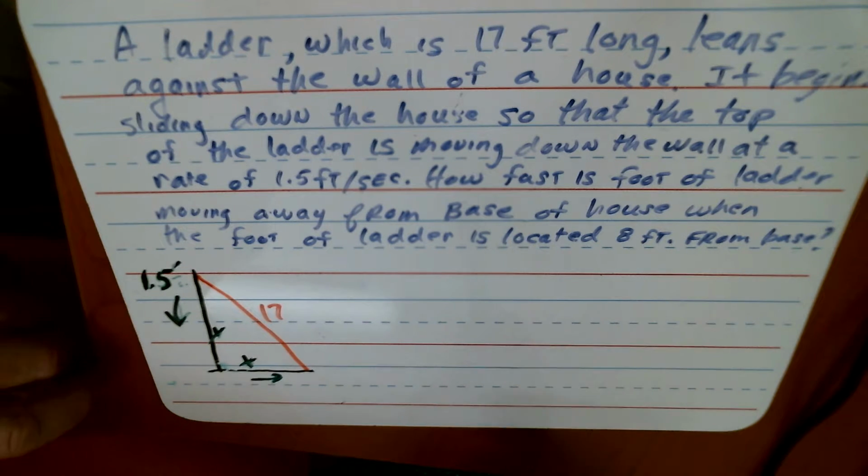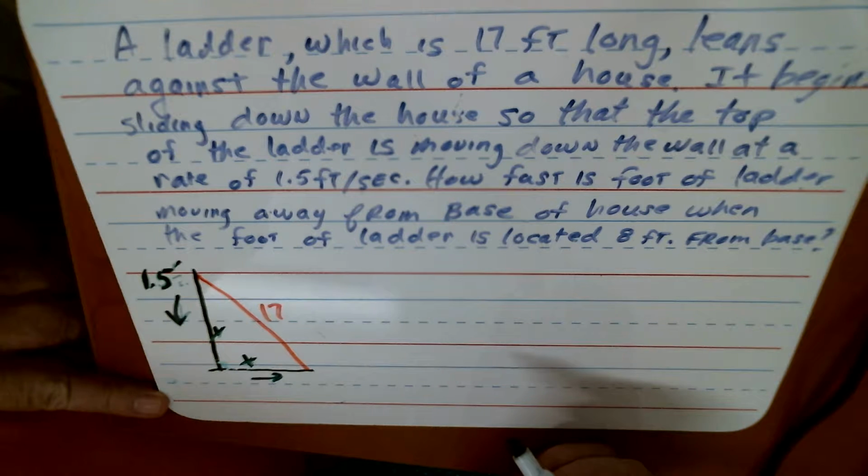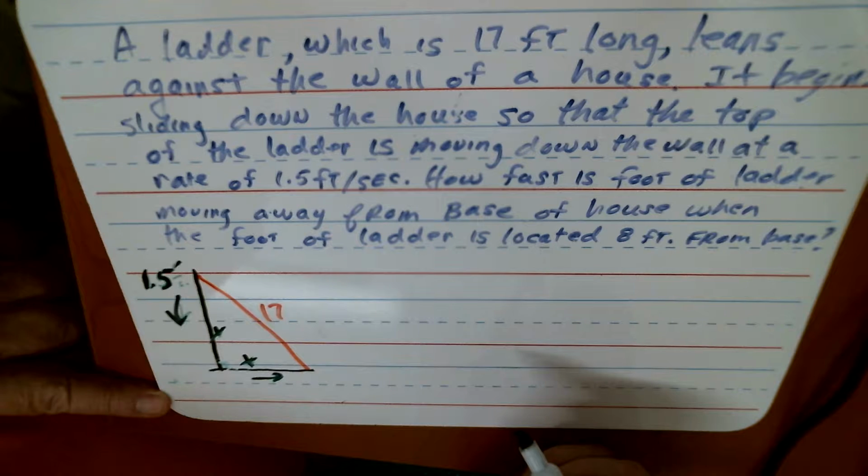Here's a related rates problem. We have a ladder which is 17 feet long, leaning against the wall of a house. It begins sliding down the house so that the top of the ladder is moving down the wall at a rate of 1.5 feet per second. How fast is the foot of the ladder moving away from the base of the house when the foot of the ladder is located 8 feet from the base?